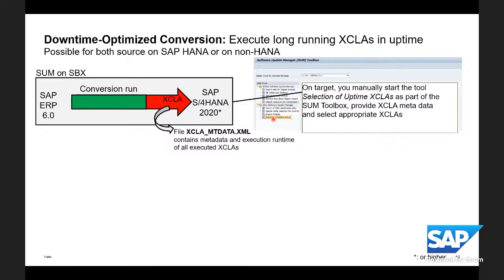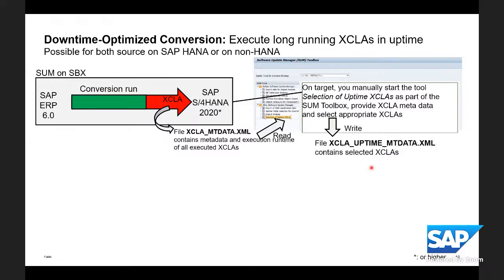There's an entry, not really visible here, selection of uptime XCLAs. So it's a tool that you run on the target system. After the conversion, your system is an S/4HANA system. And you run the selection of uptime XCLAs as part of the SUM toolbox, you provide this metadata file, and this tool will tell you which XCLAs are possible to be moved to uptime process. So if it's worth it to move it to uptime process, you want to move it to uptime.